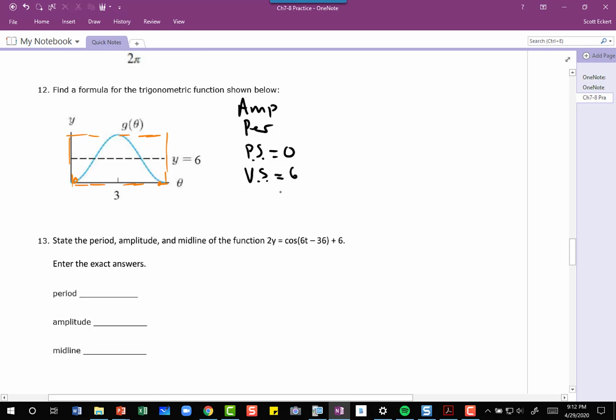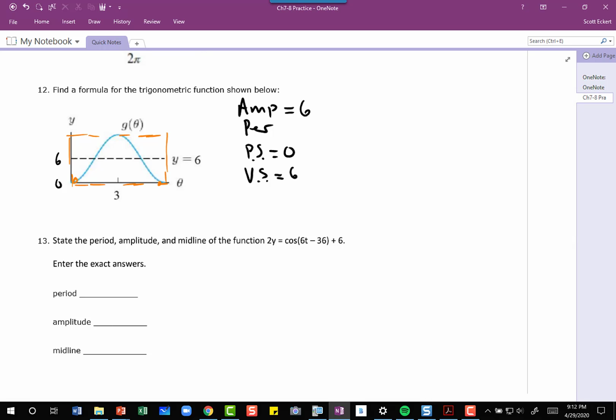All right, well, wait. If this is 6 and this is 0, what's the amplitude? Well, the amplitude is the distance from the midline to the top or the midline to the bottom. It's the same distance either way. So the amplitude is also 6.